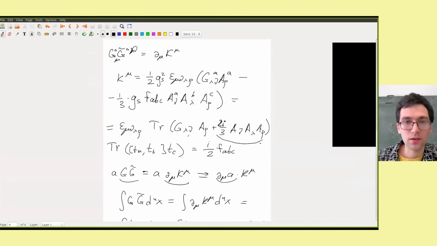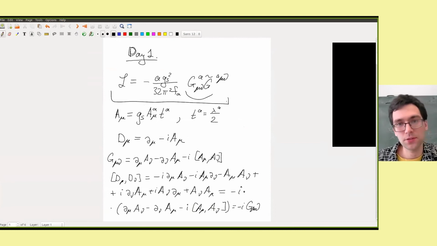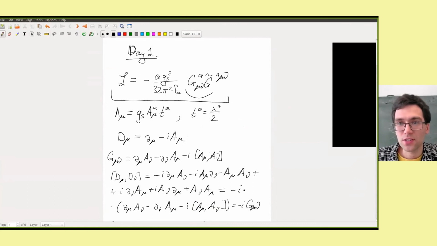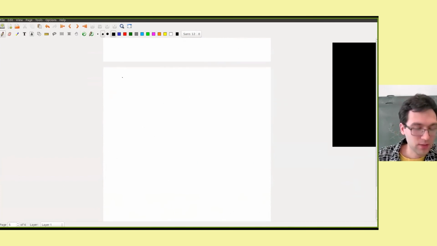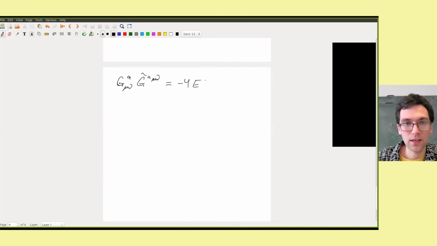Rewrite the Lagrangian in terms of the color electric and color magnetic fields. It is also just algebra. In the end, because the time is over, let me give the answer. G^a_{μν} G̃^{aμν} equals just minus 4 E^a B^a, where E^a and B^a are the color electric and color magnetic fields. So in the end, the coupling to axions can be rewritten as a coupling of a g_s squared divided by 8 pi squared f_a times E^a B^a.